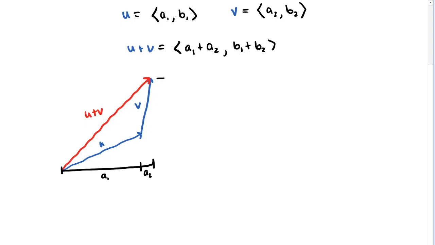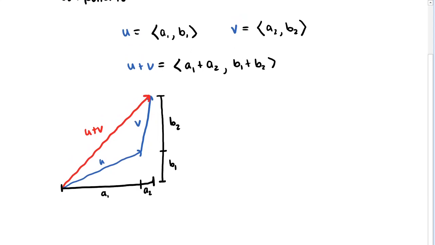And then similarly, the vertical components of these two vectors added together is this distance here. The vertical component of u, that was b1, is this distance here. The vertical component of v is b2, and so adding these two together gives us the vertical component of u plus v. And so this is just an illustration to show that u plus v is exactly what we expect. We just add the corresponding components together.